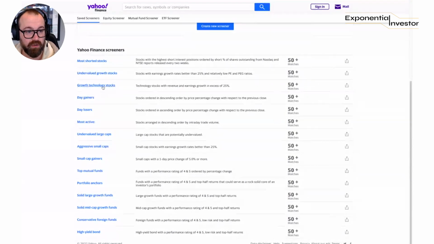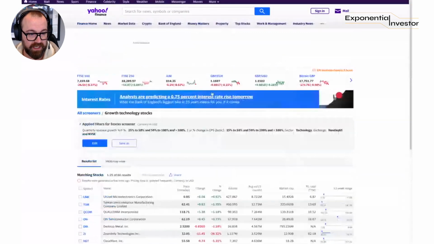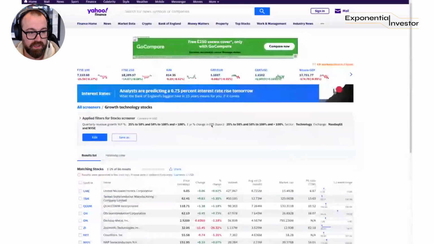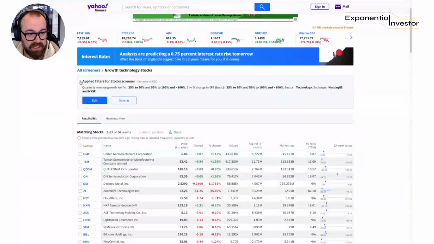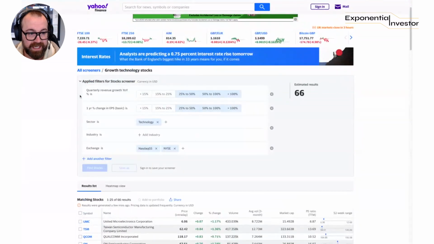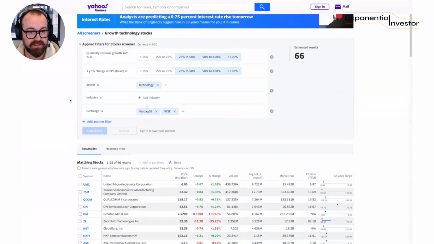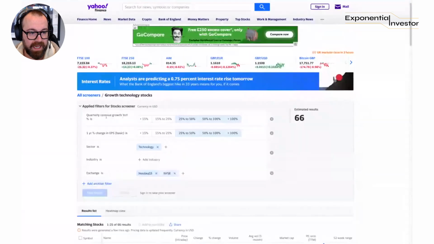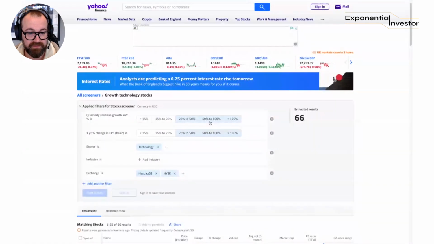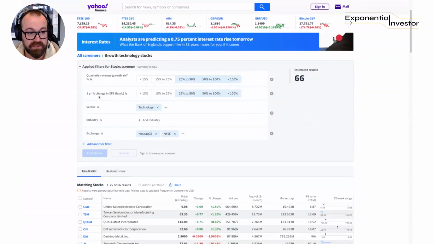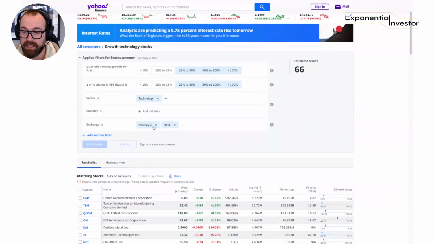So if we click on growth technology stocks in the Yahoo Finance screeners, what you'll see here, if I click over here on the applied filters, is all the different filter data points that it's using. So here we've added quarterly revenue growth year on year, percentage-wise, is 25 to 50%, 50% to 100%, or greater than 100%. And the 1 year percentage change in earnings per share is also along those. The sector is technology, and the exchange we're looking at here is America. So the NASDAQ and the New York Stock Exchange.